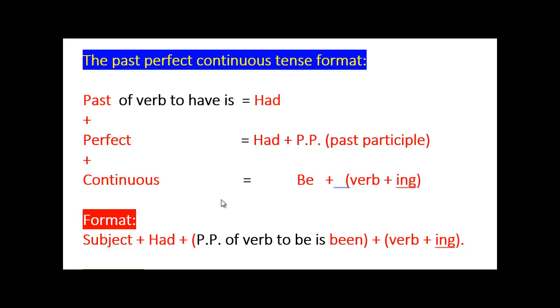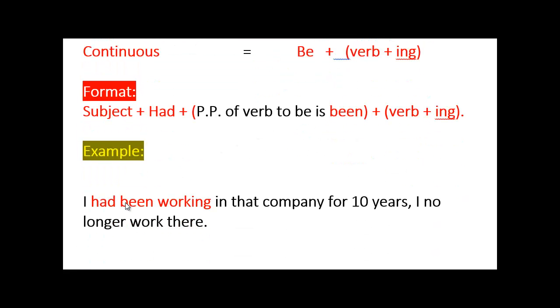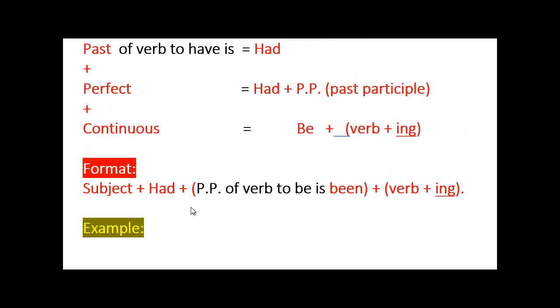You find the had will come as had, and then the past participle of verb to be is been, and then the verb plus ing. That's it. Example, I had been working in that company for 10 years. I no longer work there. That's it. Happened in the past for 10 years and it's over. It's finished. He got another job or he is retiring. Got it, guys? That is the format.